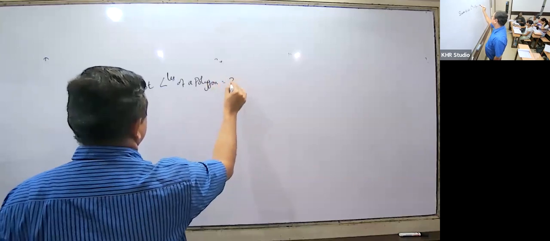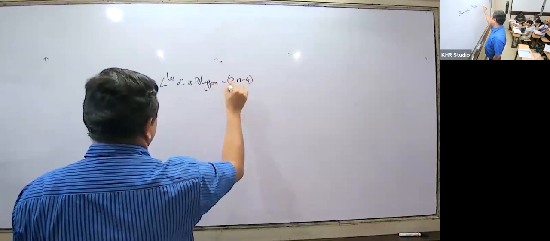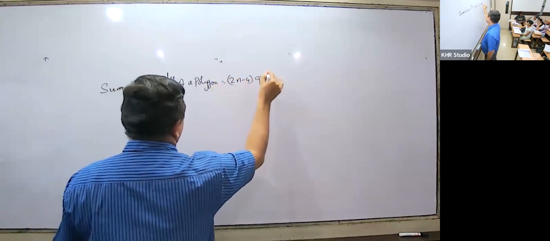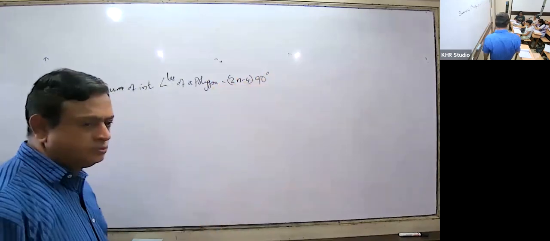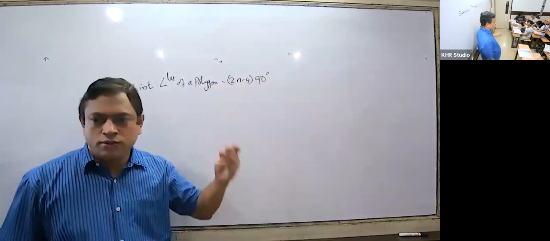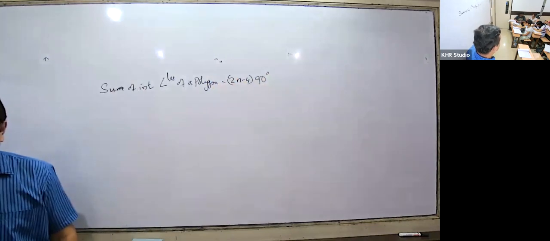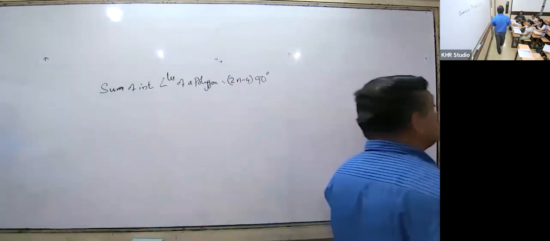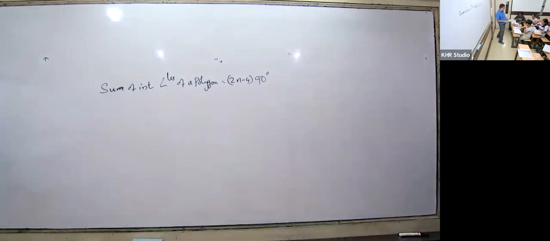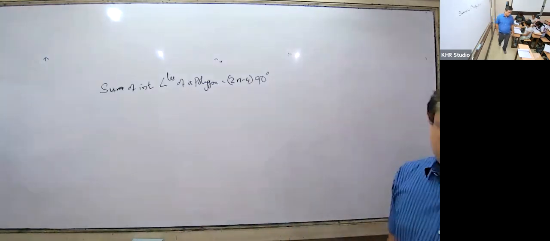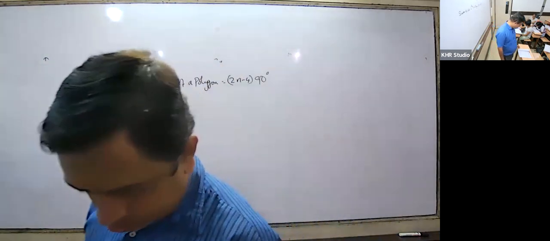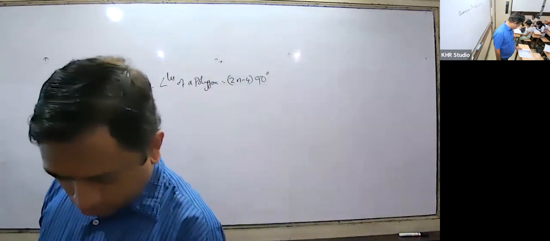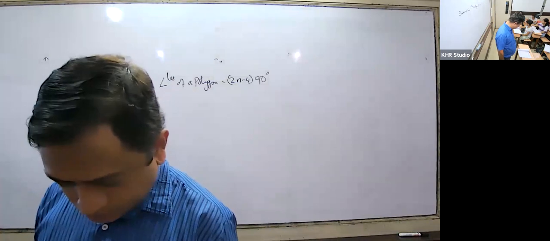is equal to 2n minus 4 times 90 degrees. Written: sum of angles equal to (2n minus 4) times 90 degrees. What is n? Number of sides. Write where n is the number of sides. Written, all of you? Yes.